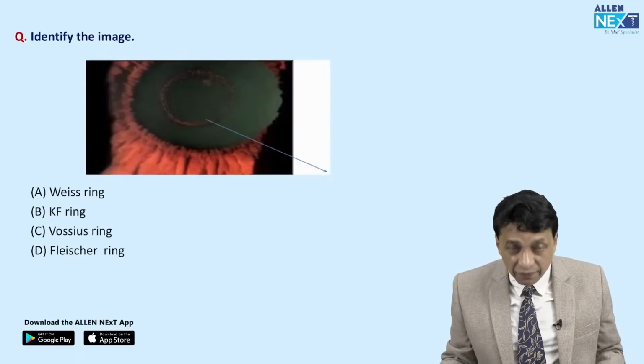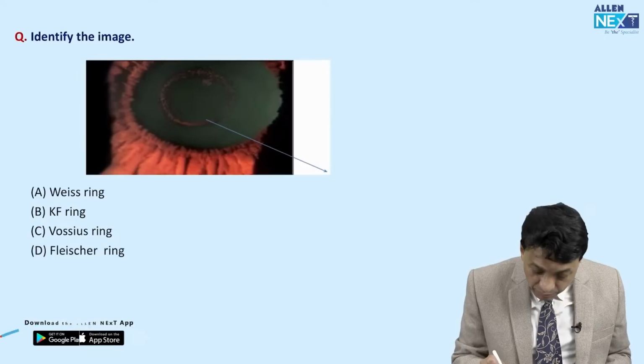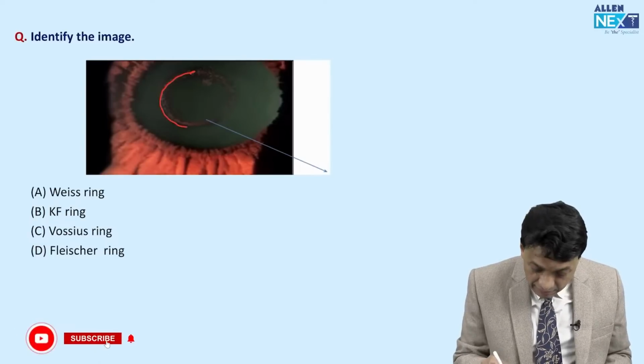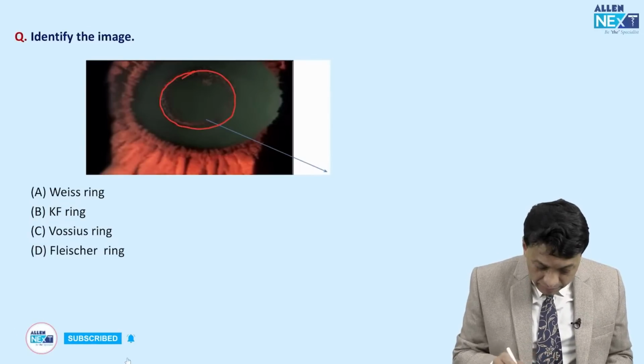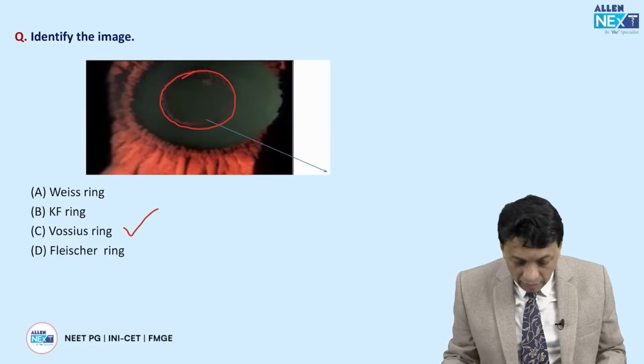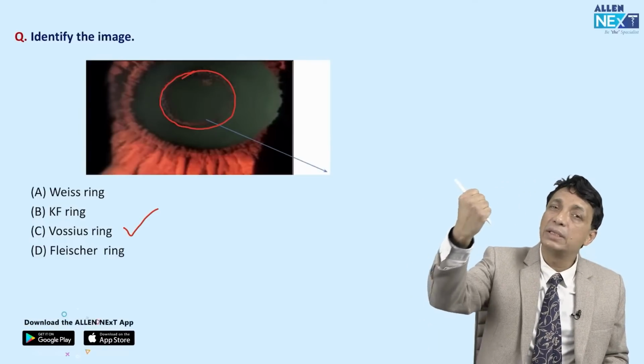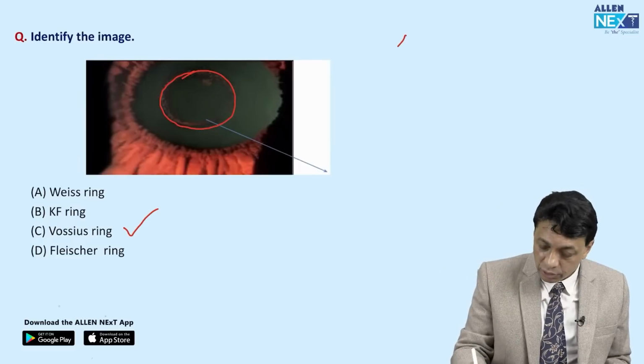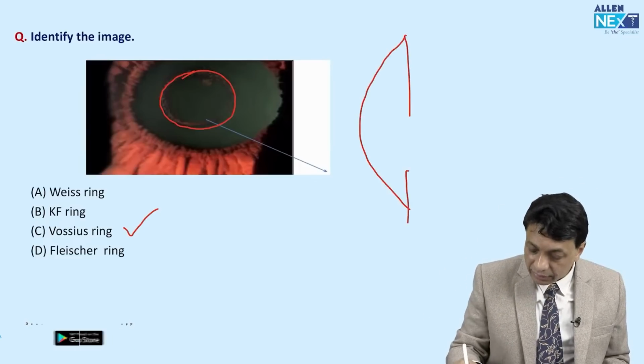Very well. Identify the image, and you can see this clearly is a brown ring on top of the lens here. This brown ring, we call it the Vossius ring. We'll discuss this again in a short while. The Vossius ring occurs when you get hit in the eye. It's a trauma question. So this is what happens as you get hit in the eye.